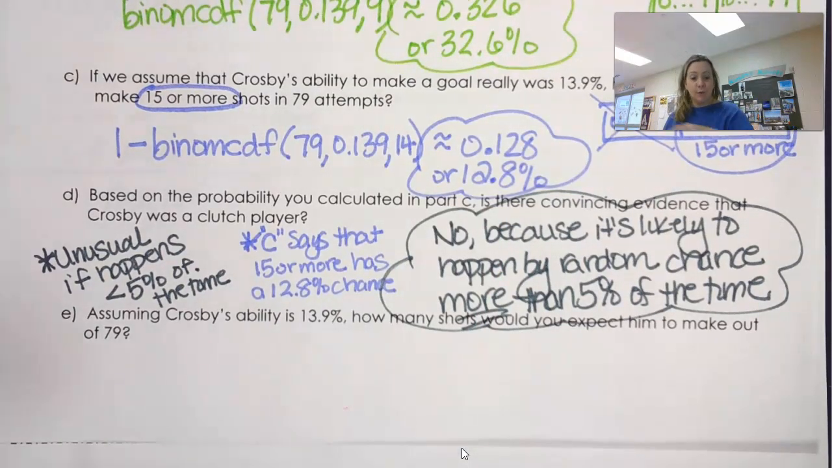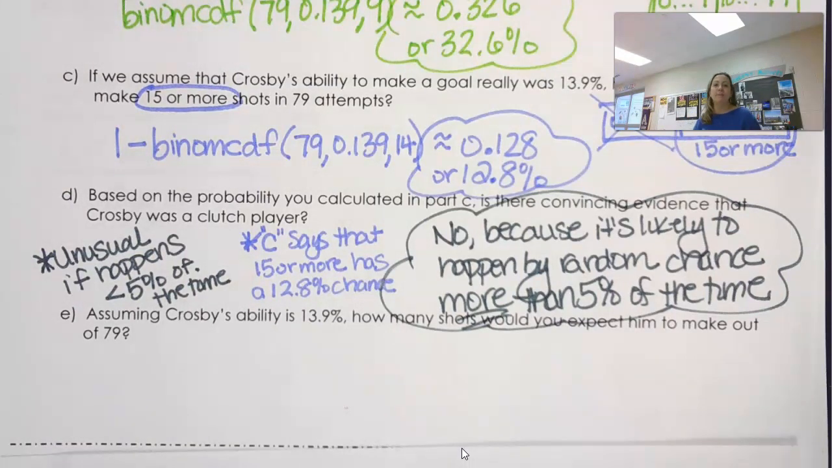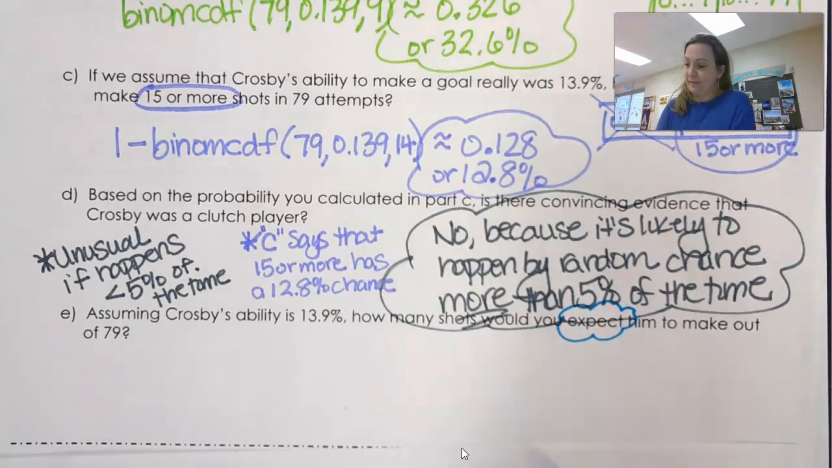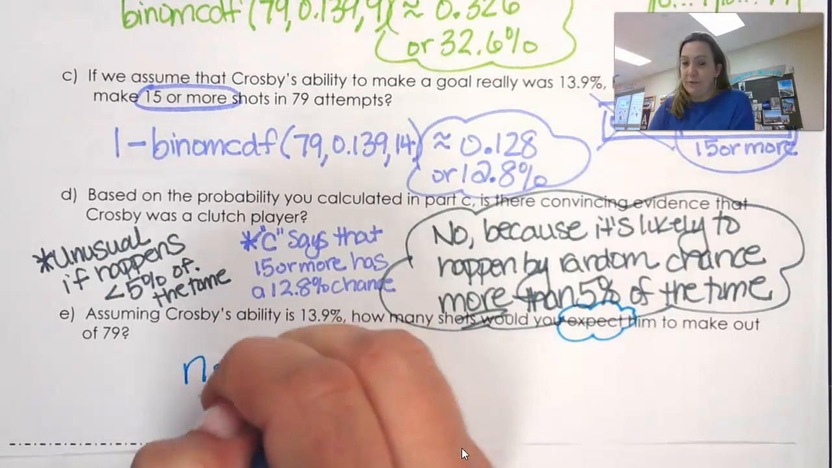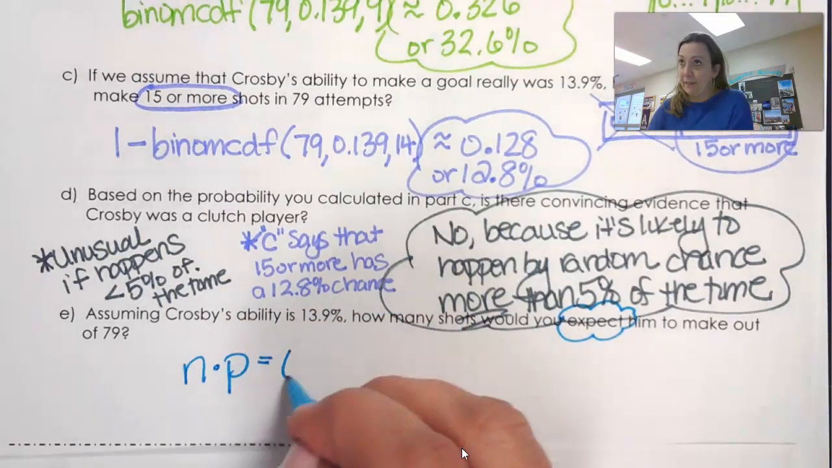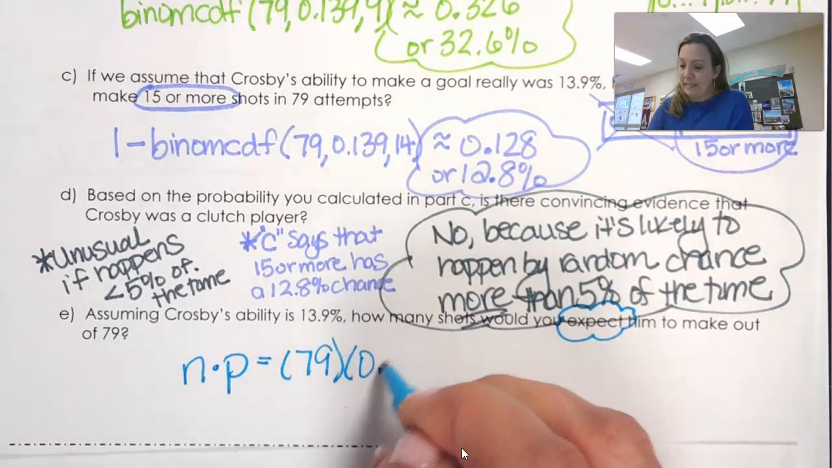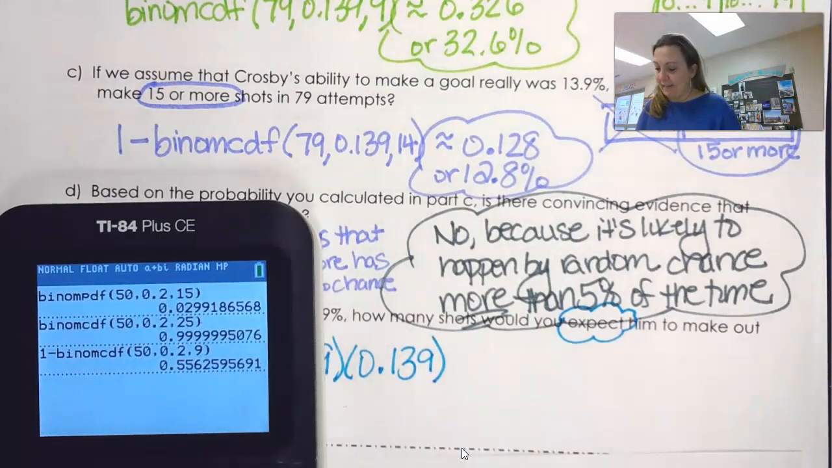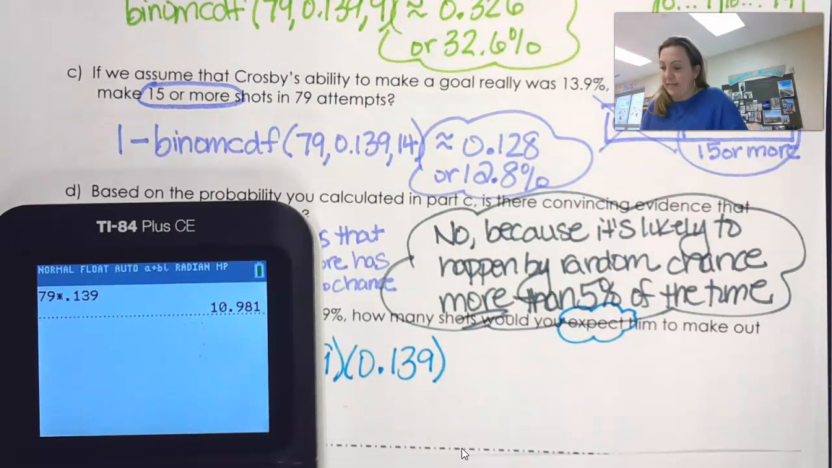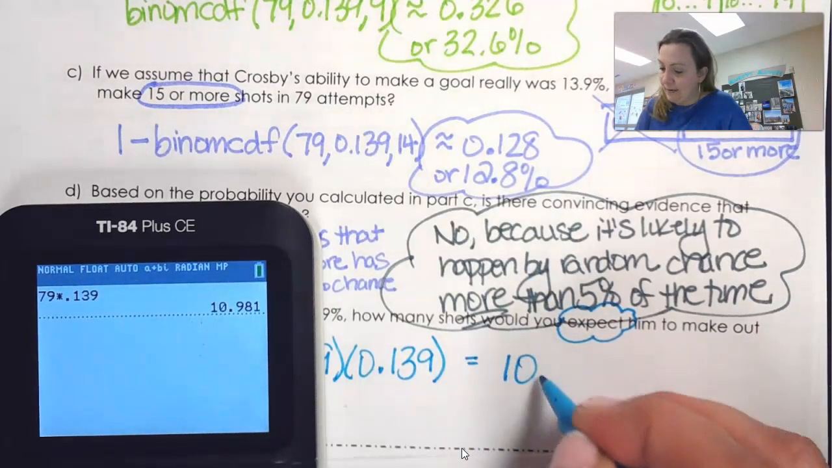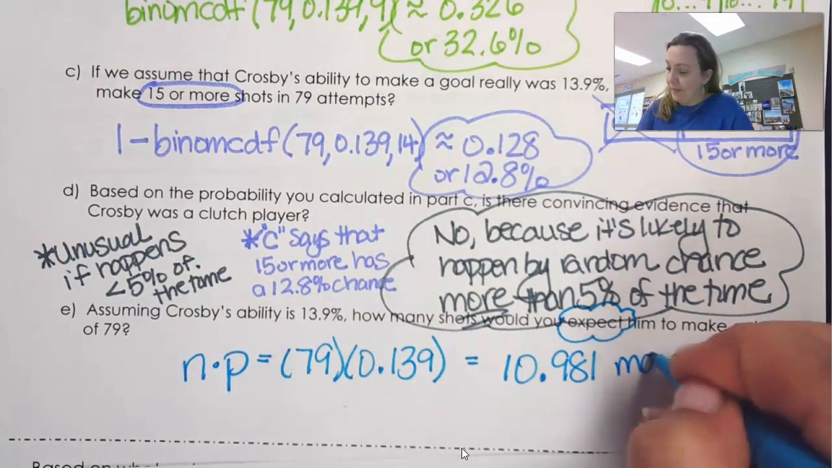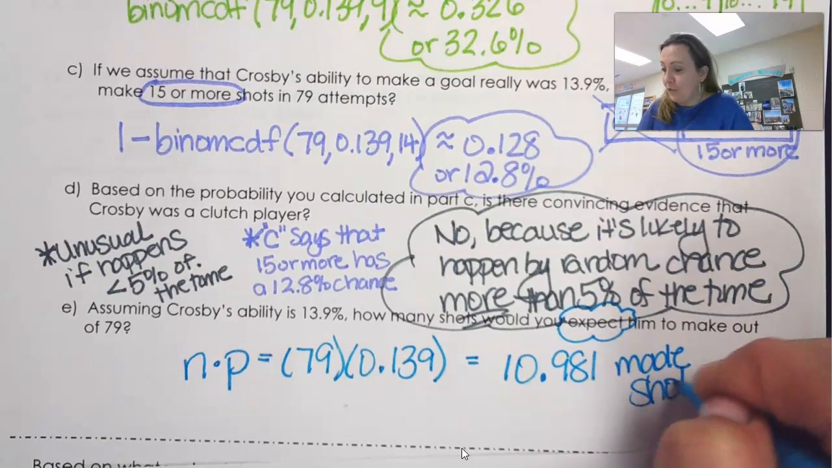Now letter E, here's one more that you guys can do. It says, assuming Crosby's ability is 13.9%, how many shots would you expect him to make out of 79? Well, again, the expected value, we just take N times P. So that's 79 times 0.139. And if I take 79 times 0.139, that gives me 10.981 made shots. And again, I'm not going to round that to 11.